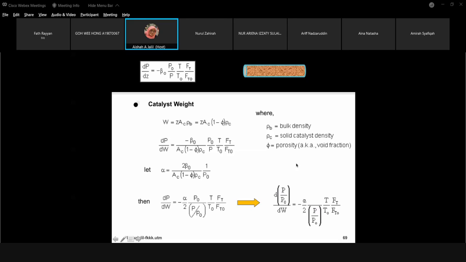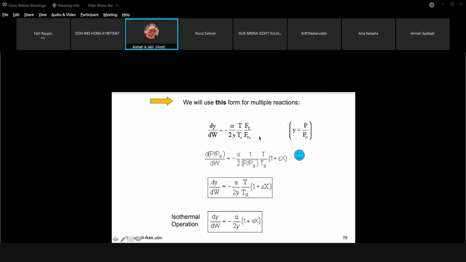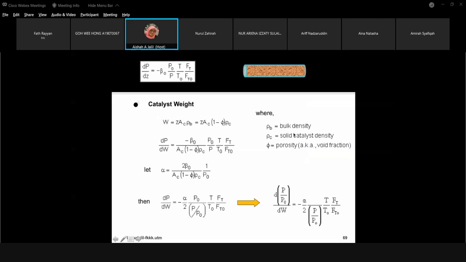Rho_B is the bulk density, rho_c is the solid density, and phi is the porosity. So for the last equation now, you have this one. Usually P over P naught, they call it y. So you can write this as dy over dW equal the blah blah blah blah.